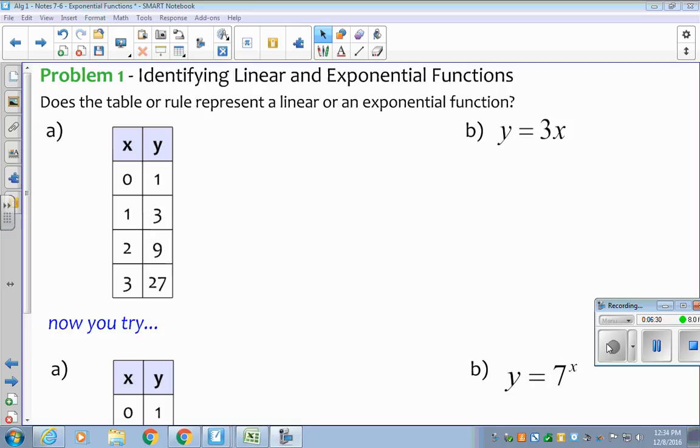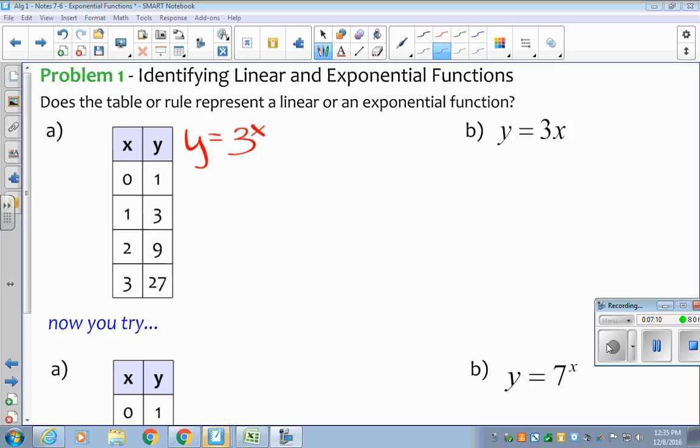Okay, so we're given a table and an equation, and we're going to identify if it's linear or exponential. So we're going to take a little look at A here. If x is equal to 0, I get out 1. If x is equal to 1, I get out 3. If x is equal to 2, I get out 9. If x is equal to 3, I get out 27. This is very similar to the way y equals 3 to the x power operates.